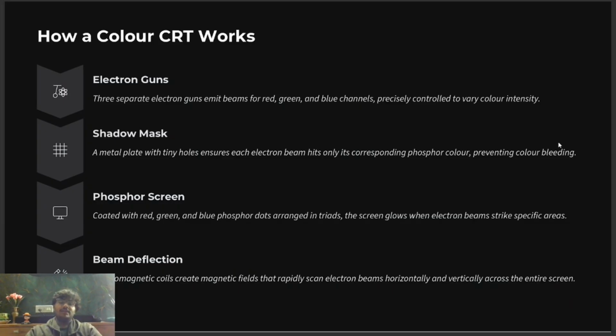So how does a color CRT work? Inside the tube there are three electron guns, one each for red, green, and blue. These guns shoot electrons towards the screen, but to make sure each beam only hits its matching color phosphor, a shadow mask with tiny holes is placed behind the screen. Next, the electromagnetic deflection coil rapidly moves the beams left to right, top to bottom, to scan the entire screen, so that the phosphorus screen can glow at the precise point where the beam strikes.